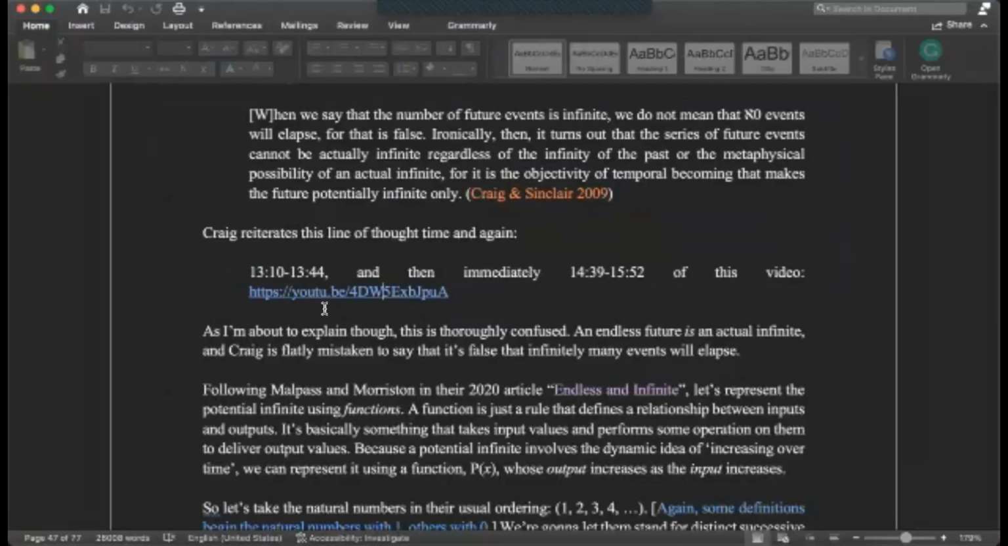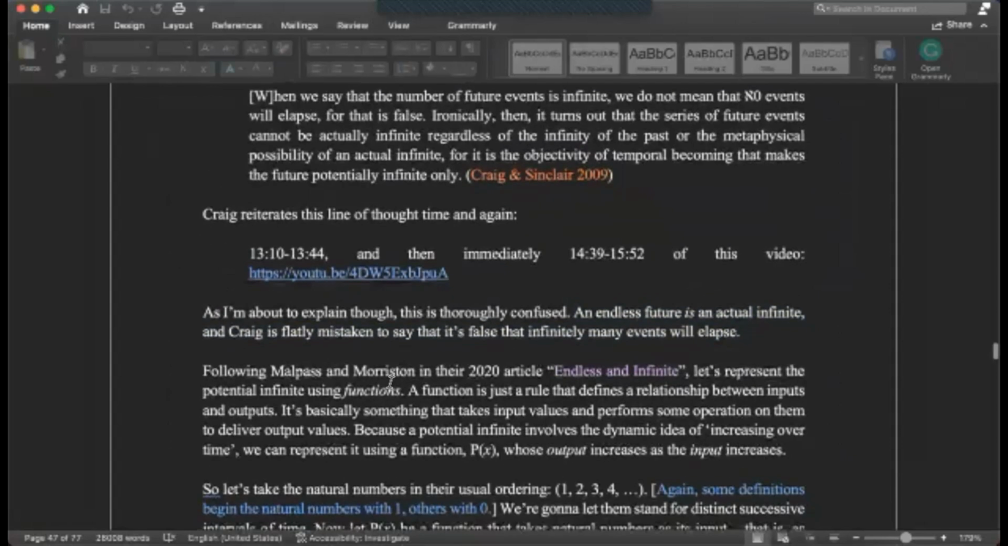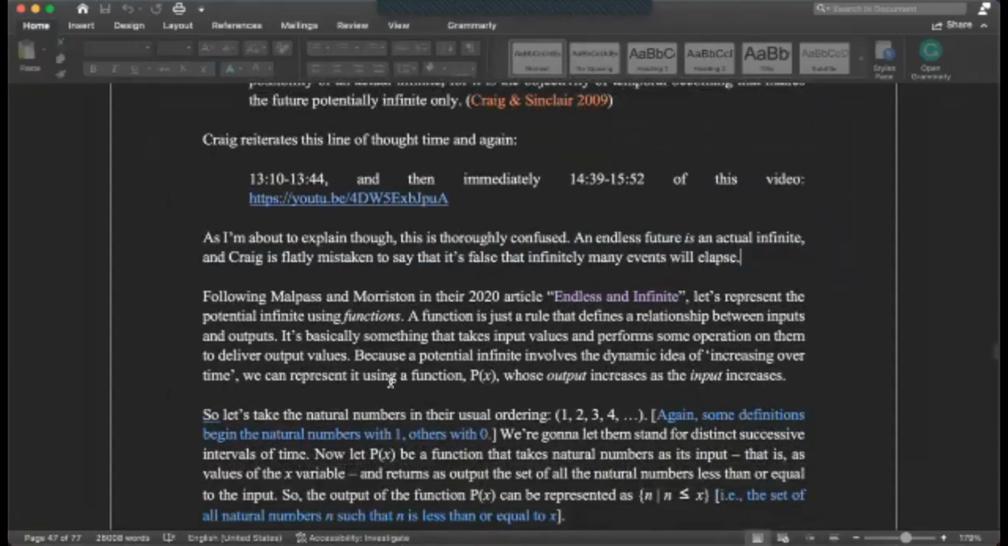As I'm about to explain, though, this is thoroughly confused and it's painfully mistaken. An endless future is an actual infinite, and Craig is flatly mistaken to say that it's false that infinitely many events will elapse. Following Malpass and Morstan in their 2020 article, Endless and Infinite, let's represent the potential infinite and the actual infinite using functions.